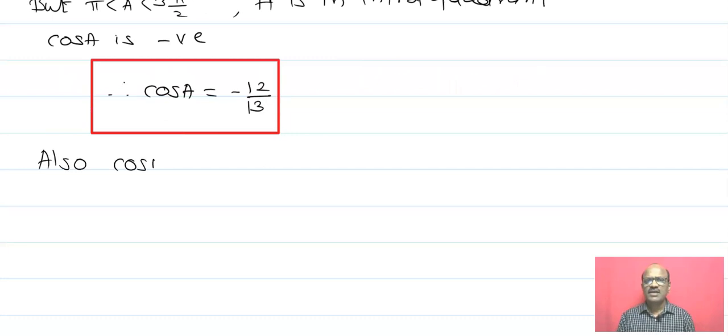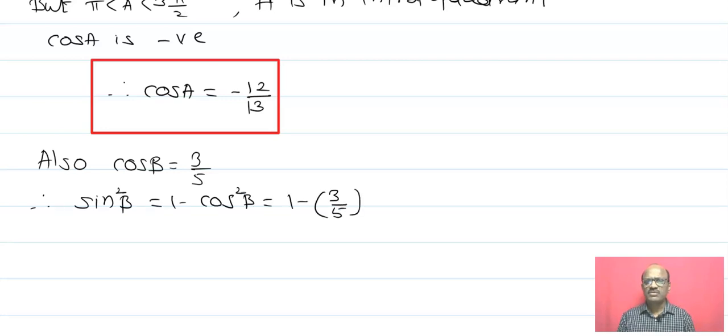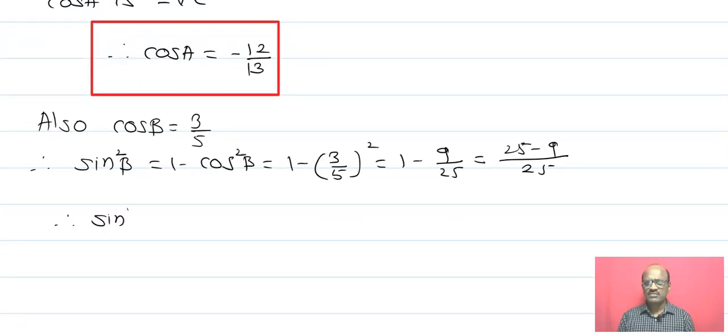Now, the next. Also, cos of B is equal to 3 upon 5. Now, you see the problem from the textbook. Therefore, sin square B is equal to 1 minus cos square B. That is 1 minus (3 by 5) squared. We are finding the values. That is equal to 25 minus 9 upon 25. Therefore, sin square B is equal to 16 upon 25. Therefore, sin B is equal to plus or minus 4 upon 5.